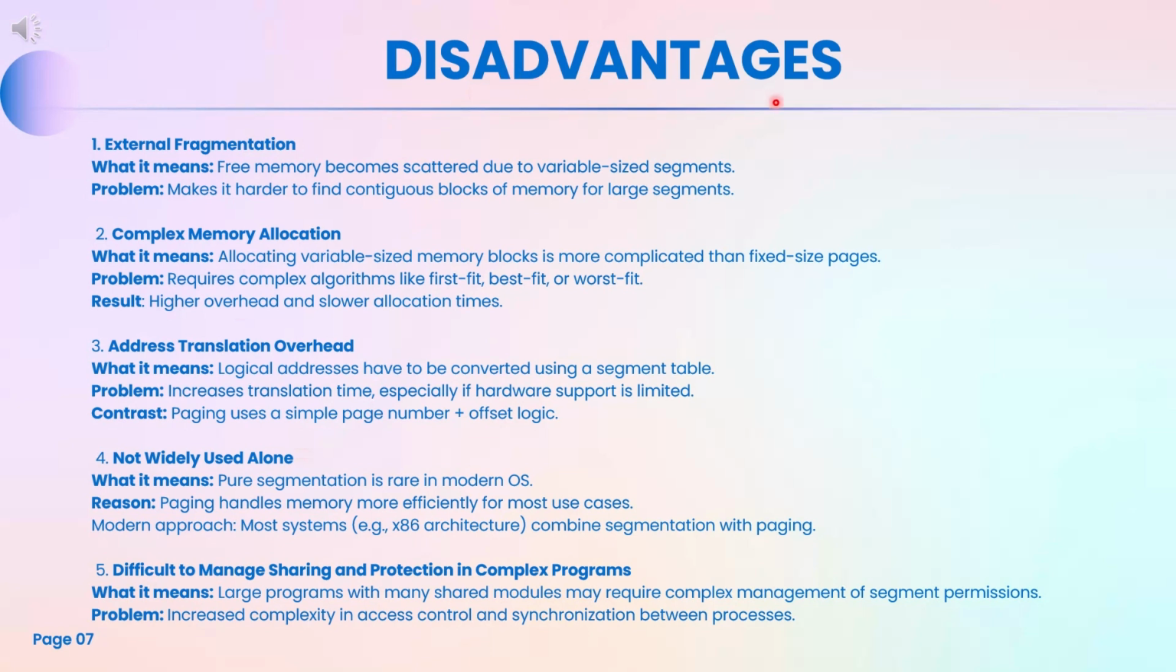Disadvantages of segmentation. Here we can see segmentation is not perfect. It comes with some challenges, which are external fragmentation: free memory gets scattered. Complex allocation, which needs algorithms like best fit or first fit. Address translation overhead: converting logical to physical addresses takes time. Not widely used alone: modern OS often combine it with paging. Complex permission management: managing access rights across many segments can be hard.